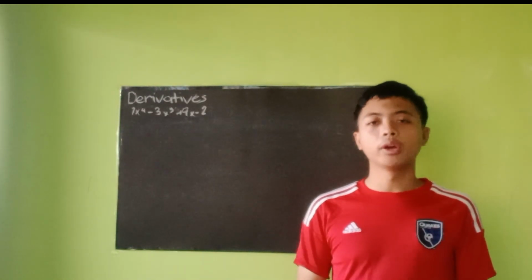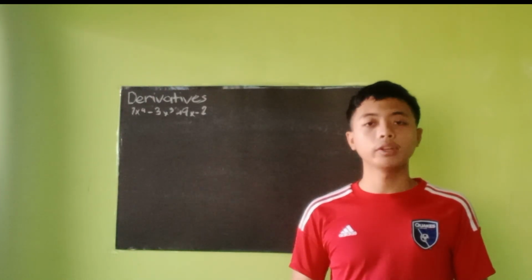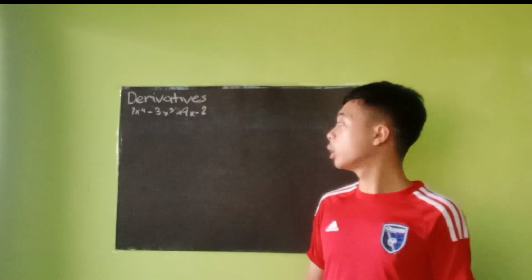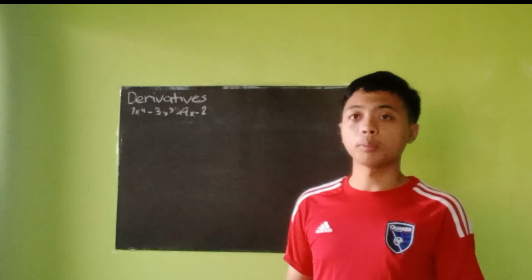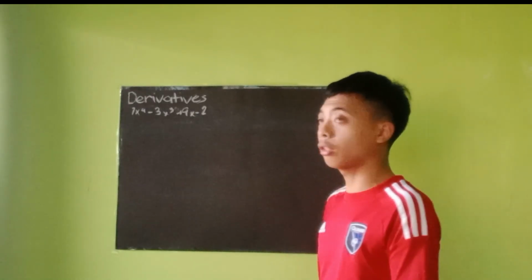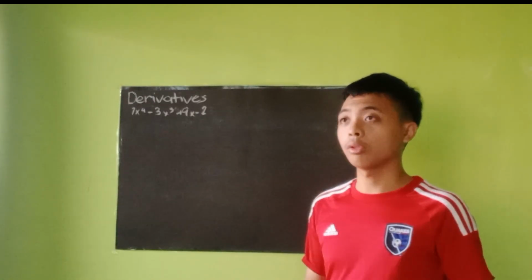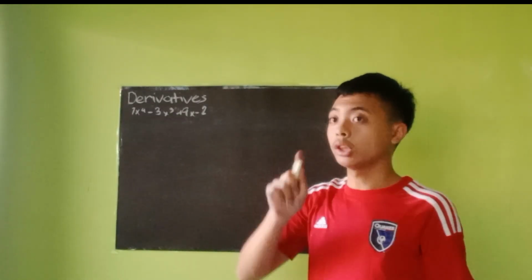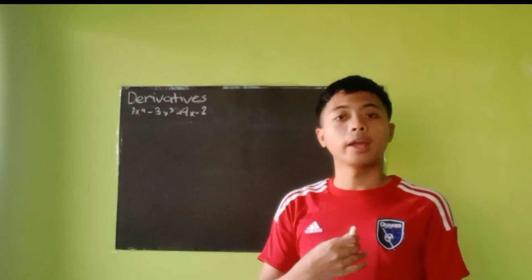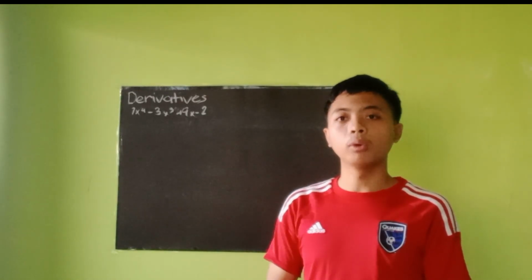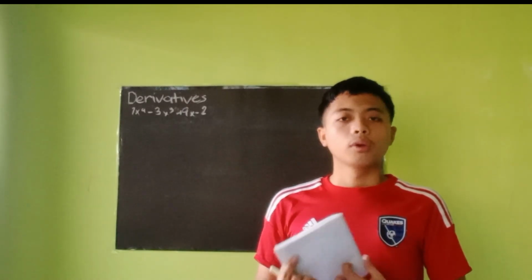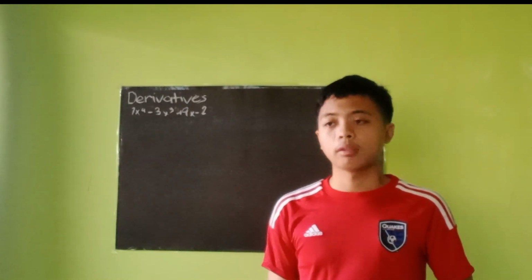Everyone, today I'll be showing you how you can solve for the derivative using the delta method. So we have this polynomial, which is 7x raised to the power of 4 minus 3x cubed plus 9x minus 2. Now, first, we'll have to substitute the y with its respective rule, which is y plus delta y over x plus delta x.